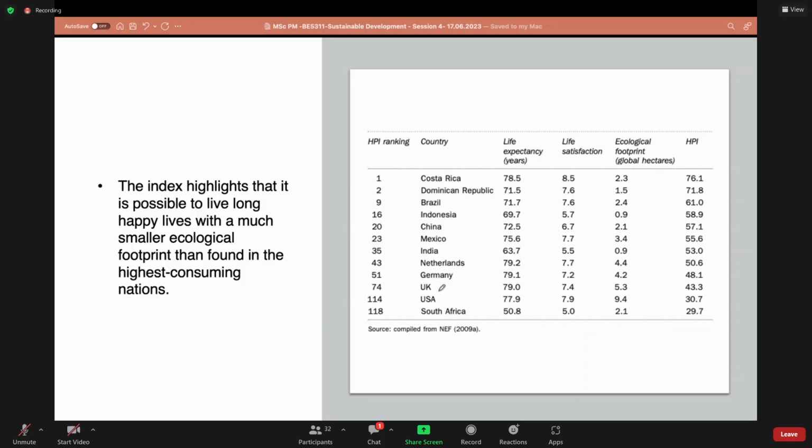So you can see many of the highest consuming nations like the USA, the UK or Germany or China, they are not high on the Happy Planet Index. Countries like Costa Rica or the Dominican Republic, they are much higher.